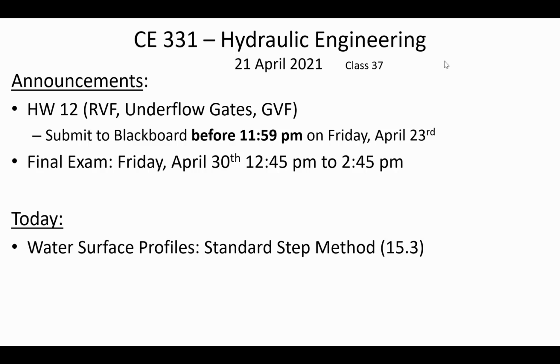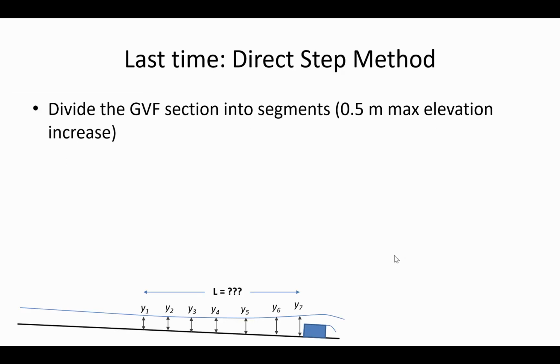All right, so we've talked about the announcements, and we're going to continue talking about water surface profiles today. And what we were talking about last time was the direct step method. And what we did with the direct step method was we were trying to predict the length of the backwater curve. Remember that the unknown was a distance. And what we were trying to solve was how far was it, in the example we did, between segments of known depth.